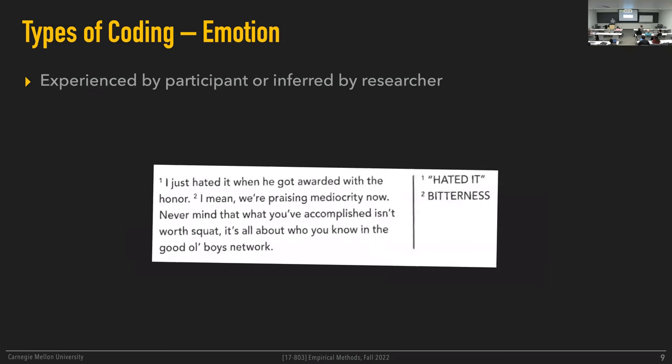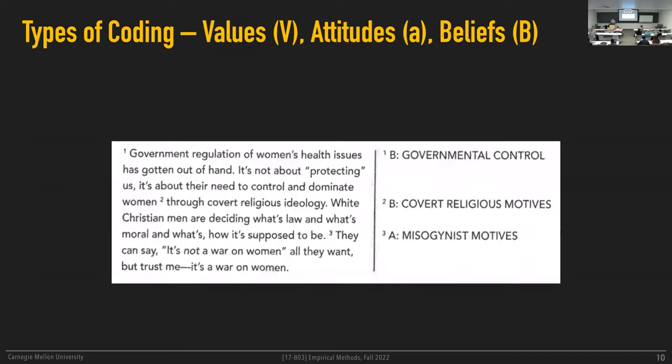Or you could be coding for emotions, for example. This all depends on what your research questions and goals are for that particular study. So you could be coding for, "I just hated it when he got awarded with the honor. I mean, we're praising mediocrity now. Never mind that what you've accomplished isn't worth squat. It's all about who you know and the good old boys network." So maybe the emotions displayed by the interviewee here are that they hated it, and bitterness about what happened. Or you could be coding for values, attitudes, beliefs, similarly.